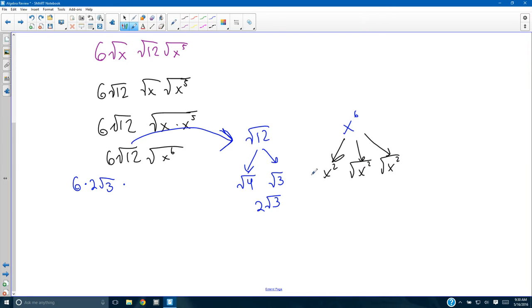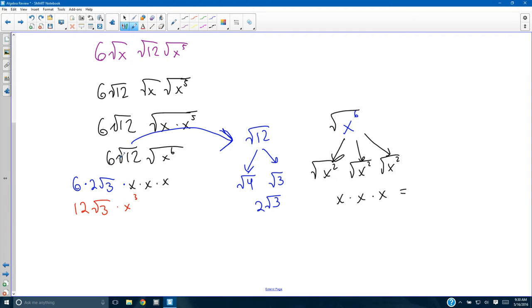If these were all under square roots, what's the square root of x squared? It's just x. So this is x times x times x. x times x times x. I'll write that over here. Clean this up a little bit. 6 times 2 is 12. x times x times x is x cubed.